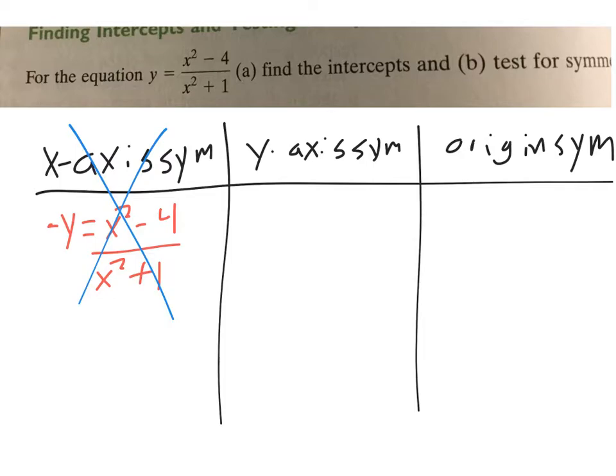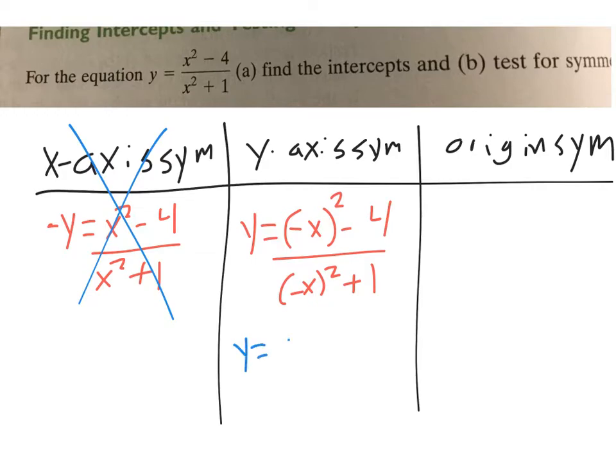Now, let's test, is there any symmetry with respect to the y-axis? So the y-axis is vertical, so we're going to change the sign of our x. So this would be y equals (negative x) squared minus 4 over (negative x) squared plus 1. Now I can simplify this some. When you square something that's negative, it becomes positive. So this is x squared minus 4 over x squared plus 1. Is this what I started with? Yes, it is. So there is symmetry with respect to the y-axis. So I know on my graph that's going to exist.